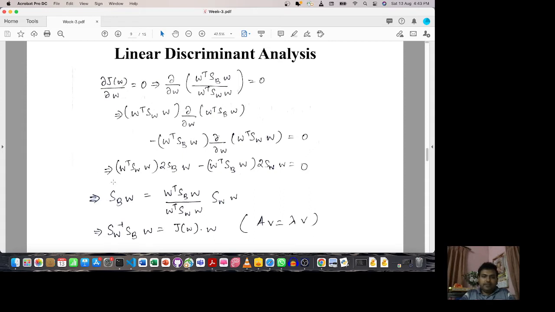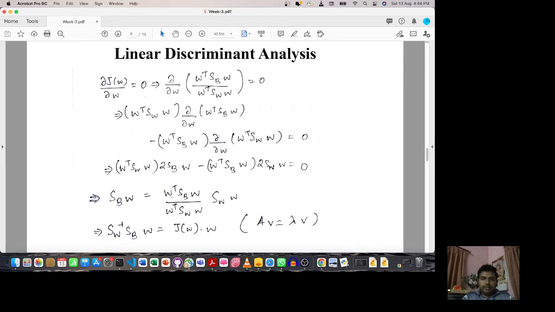I get this expression, W transpose SWW, and taking the derivative of this, you can treat W transpose SBW like a square. Because of that square, this 2 term is coming, and finally this will be SB into W. Again, this comes from linear algebra, and I am not going into the details of that. Like SB into W, and this 2 comes because of the square, and similarly this becomes 2 SW into W, and the rest of it remains as it is and equal to 0.